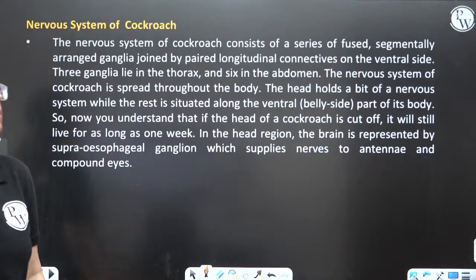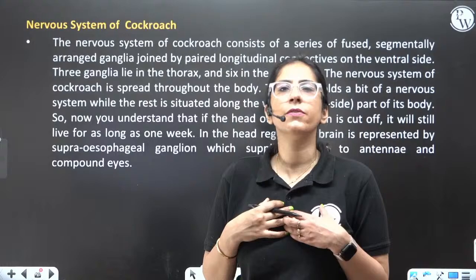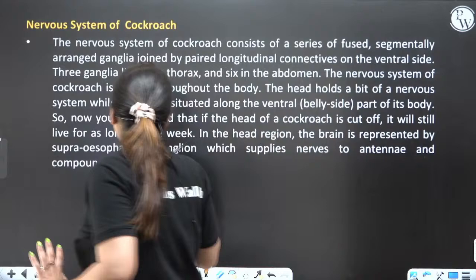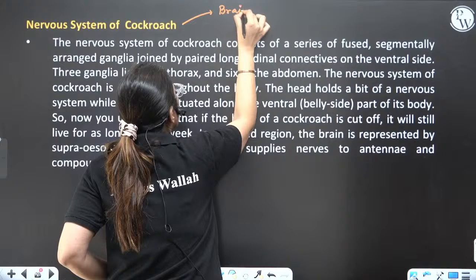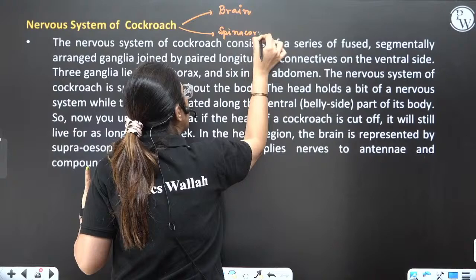So next is the nervous system of cockroach. In our case, what all things are present in the nervous system? We talk about a brain and we talk about a spinal cord, isn't it? Now here, the nervous system has two different parts. One is the brain, and second we have is the spinal cord, right? This is what we have. Clear?